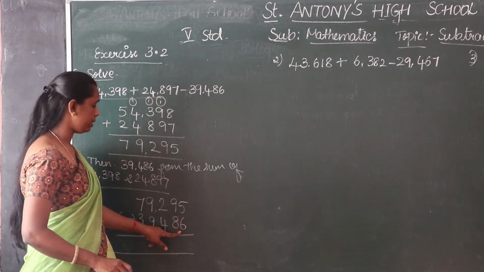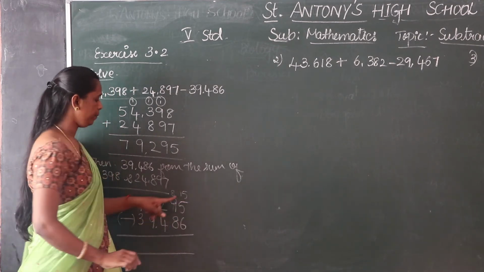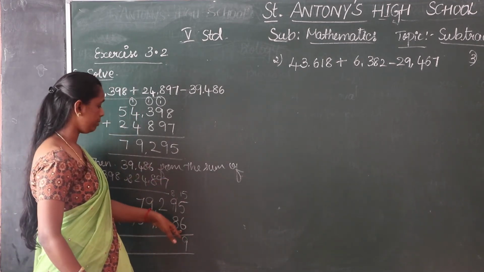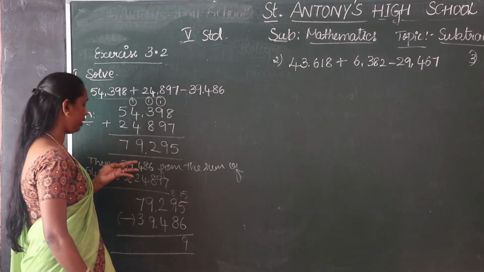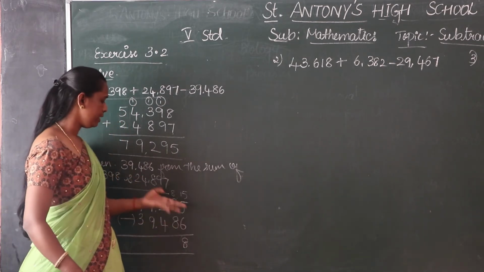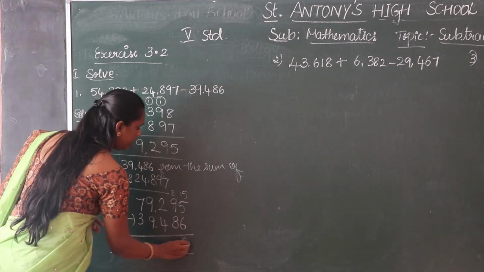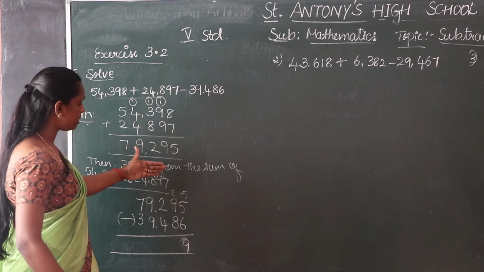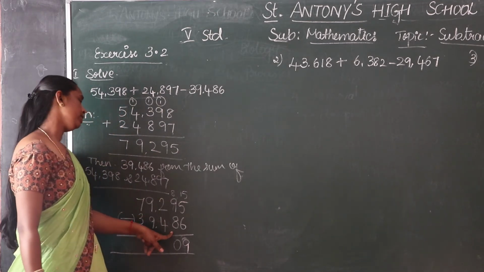5 minus 6 is not possible. Take borrow from the 10's place. This 9 becomes 8. This 5 becomes 15. 15 minus 6, 9. Otherwise you have to count from 6 to 15: 7, 8, 9, 10, 11, 12, 13, 14, 15. 9 is the answer. Then next subtract 8 minus 8. You get 0.